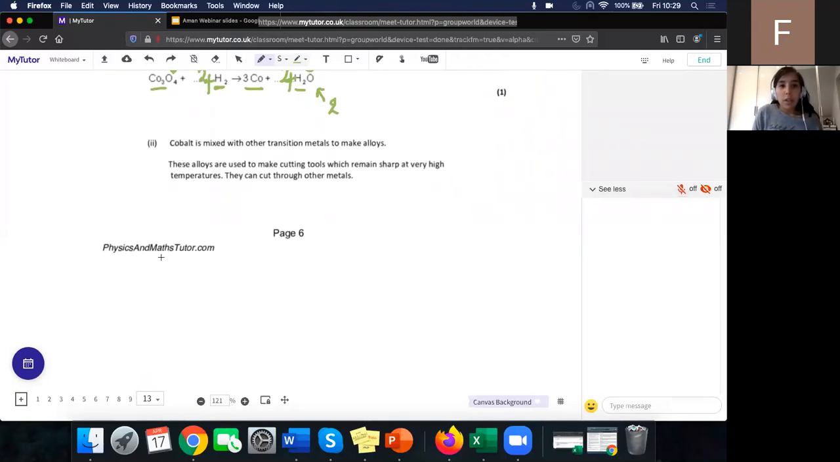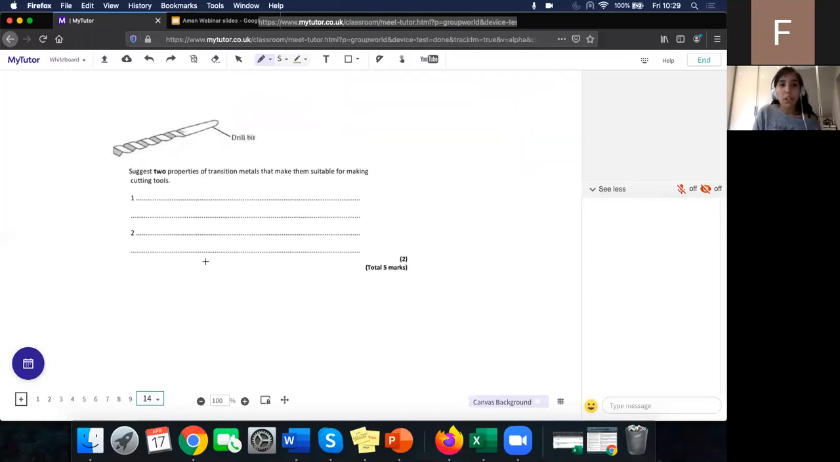Okay. Cobalt is mixed with other transition metals to make alloys. These alloys are used to make cutting tools which remain sharp at very high temperatures. They can cut through other metals. Suggest 2 properties of transition metals that make them suitable for making cutting tools.